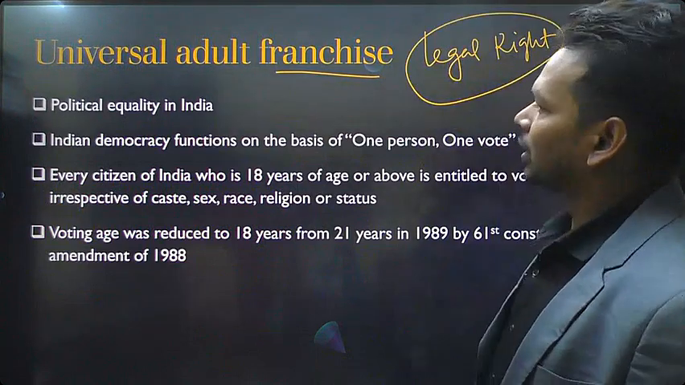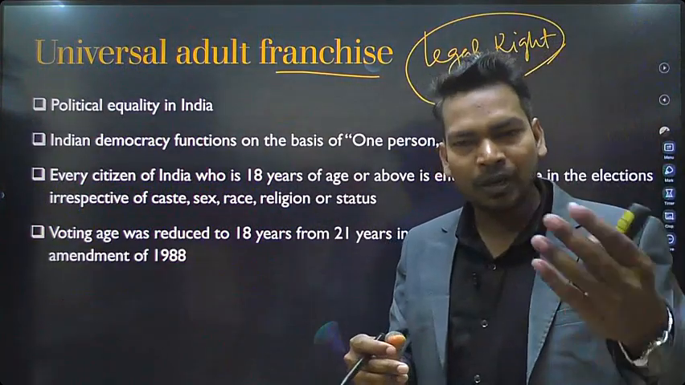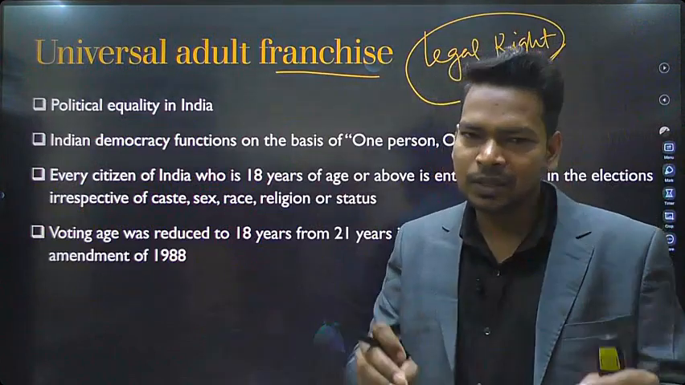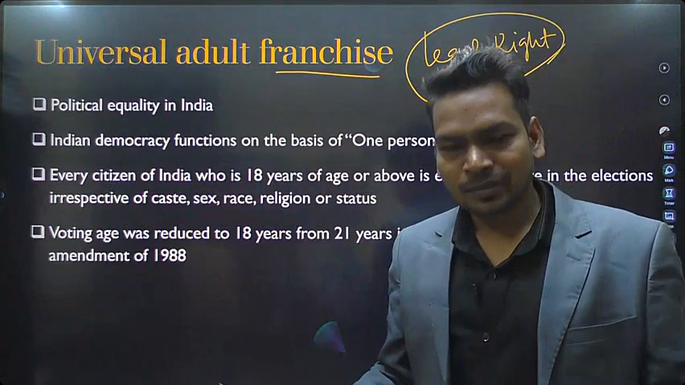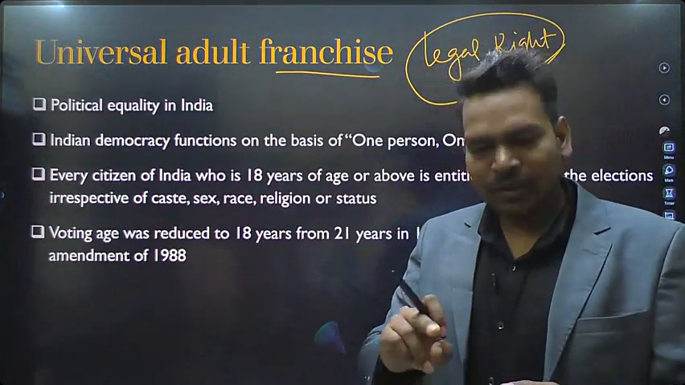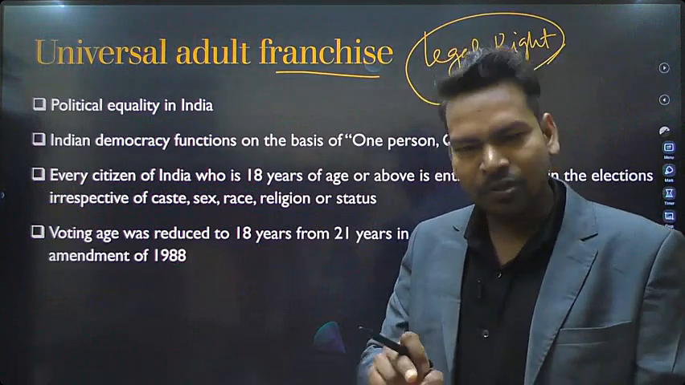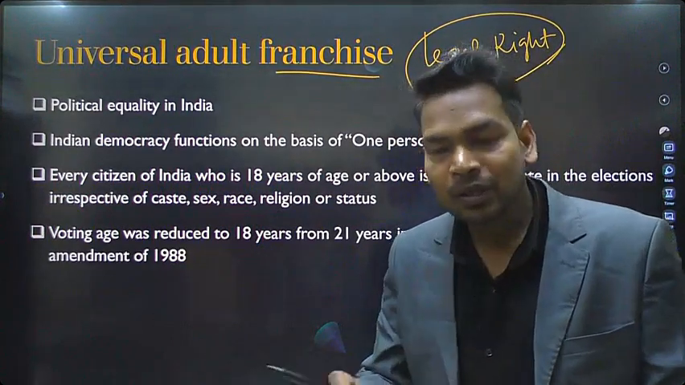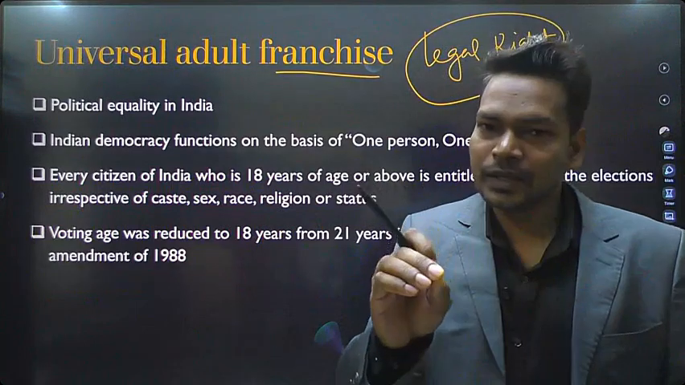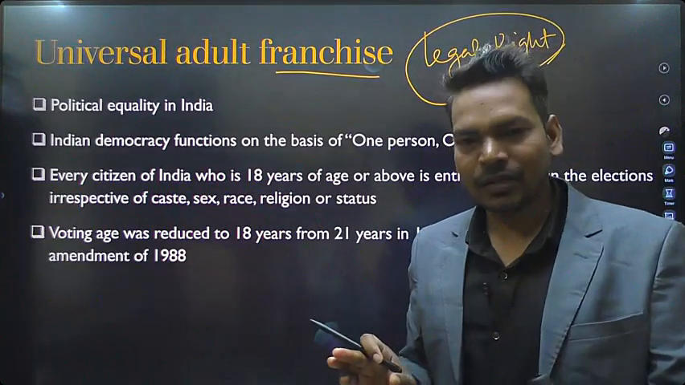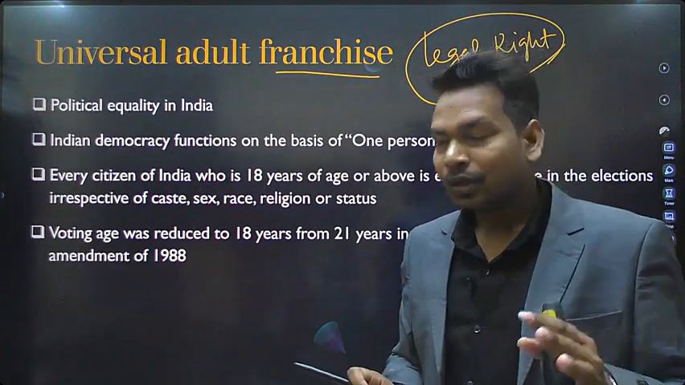Universal means anybody, whether it is you or me or any person, rich or poor, black or white, Hindu or Muslim, tall or short, no issue is there. If he or she has just attained the age of 18 years, he or she is eligible to vote. Okay, that is important.